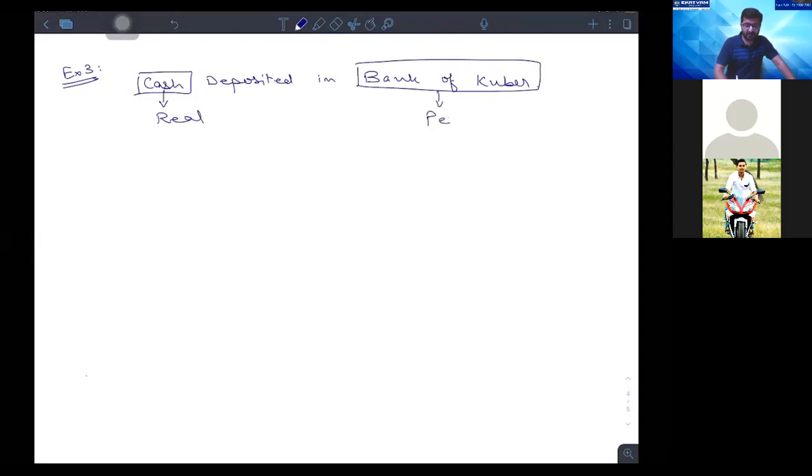Bank of Kuber. Correct? So on one side there being a cash, being a real account, whereas Bank of Kuber is a personal account क्योंकि bank है artificial person. Correct or not? Cash is going out. Why cash goes out? Cash is going out and therefore cash will be credited and Bank of Kuber is the receiver of benefit and therefore Bank of Kuber will be debited in the given transaction. I'll just write it here. Cash goes out, therefore cash will be credited, whereas Bank of Kuber is the receiver and Bank of Kuber will be debited.